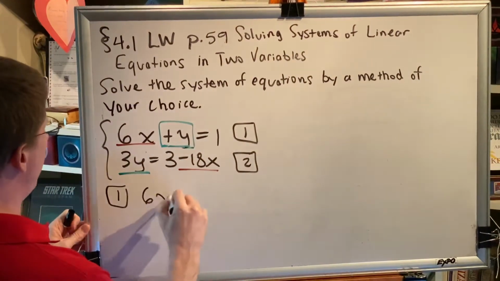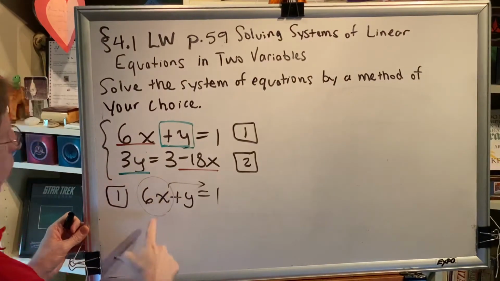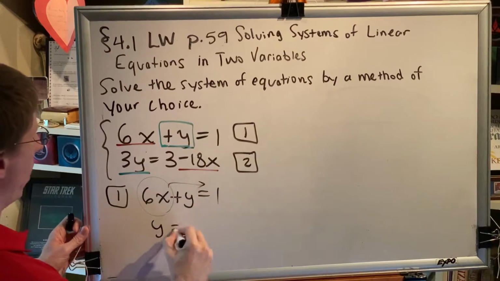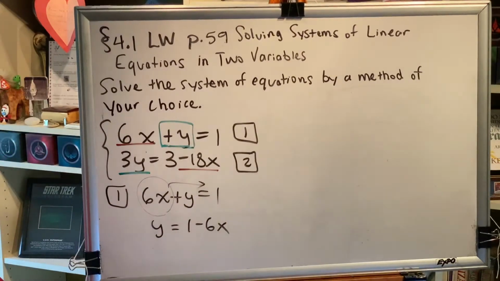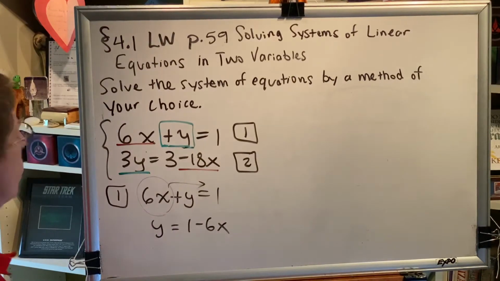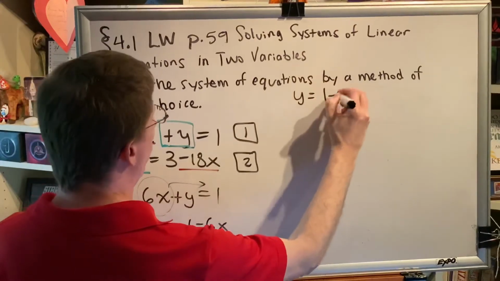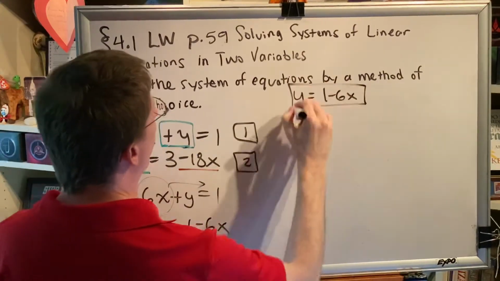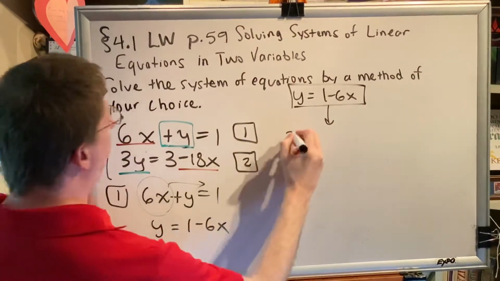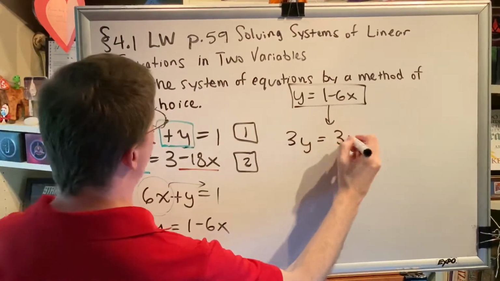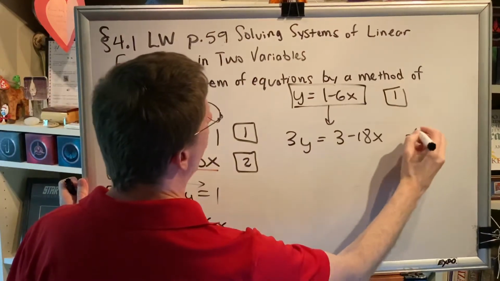Okay, 6x plus y equals 1. To solve for y, move this term to the other side. We get y equals 1 minus 6x. Or if you like, you can write y equals negative 6x plus 1. Now, we call this the substitution method because we are now going to substitute what y equals from equation 1 for y in equation 2. You always substitute into the other equation.